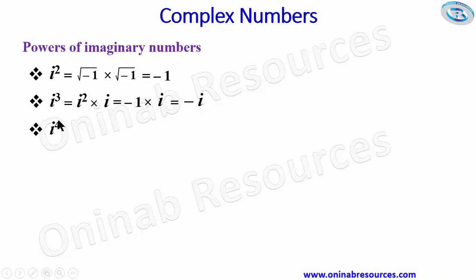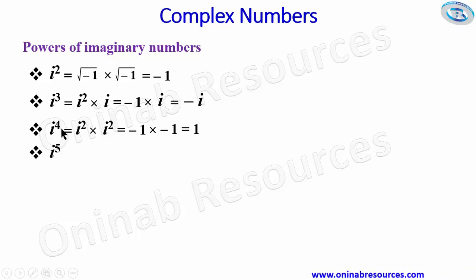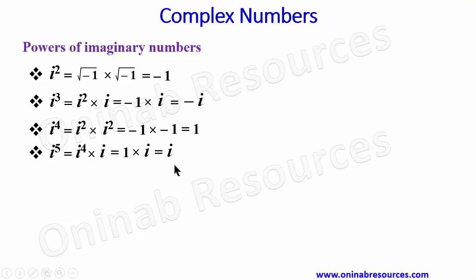Then also we have i raised to power 4. i raised to power 4 can be split into i squared times i squared, and we have i squared to be -1 times -1, and that gives +1. Then we look at i raised to power 5. i raised to power 5 is i raised to power 4 times i. Remember our law of indices. This is i raised to power 1. Since we are multiplying, we add. So i raised to power 4 is positive 1, then times i, and that gives i.